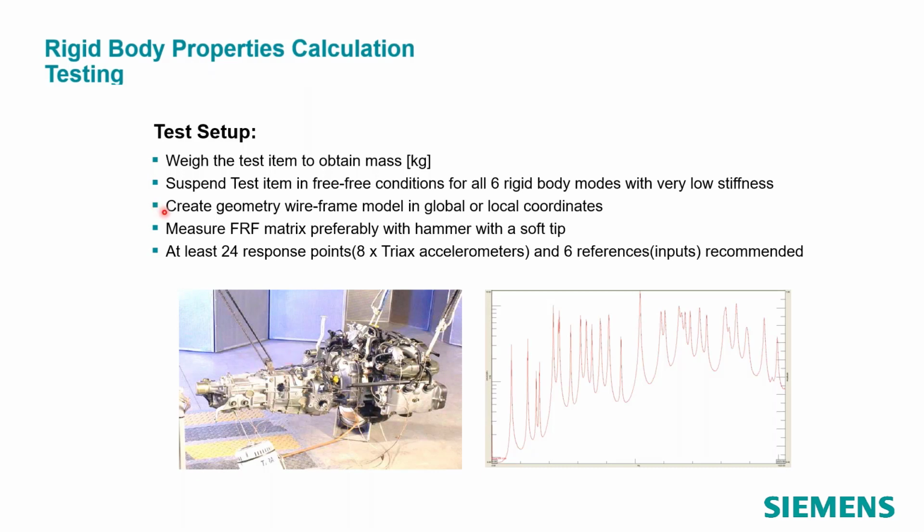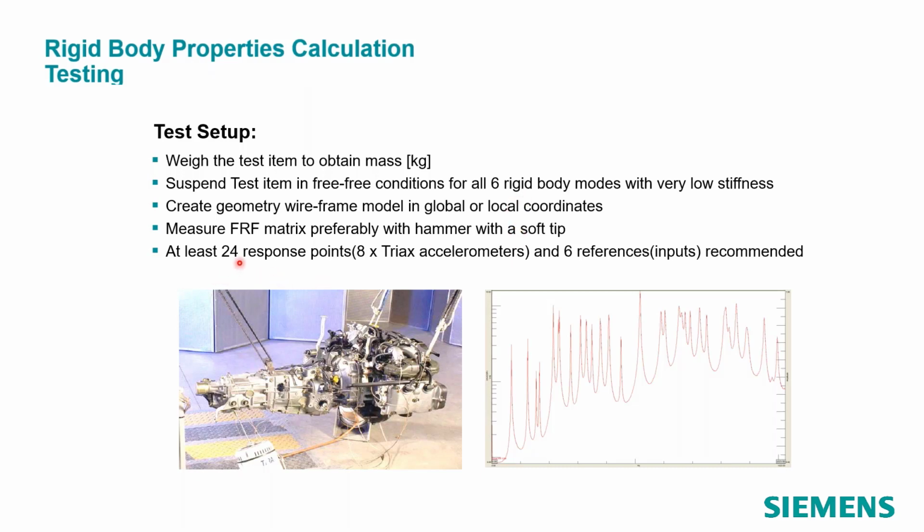Create an accurate geometry in global and local coordinate systems. Measure the FRF matrix, preferably with a hammer with a very soft tip. You don't want to use a stiff tip because that's going to excite all of your higher resonances as well. You want a really soft tip, so predominantly the rigid body modes and the first couple of resonant modes are being excited. You need to have at least one resonance mode measured, so make sure your bandwidth is high enough that you capture at least the first flexible mode so you know where it's at.